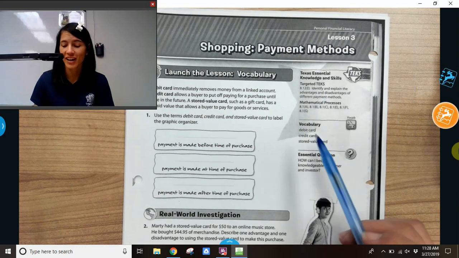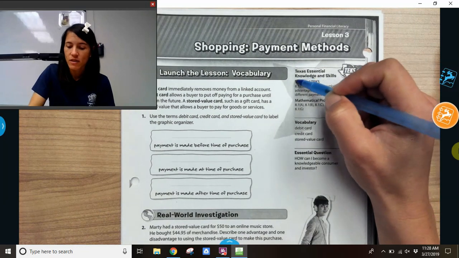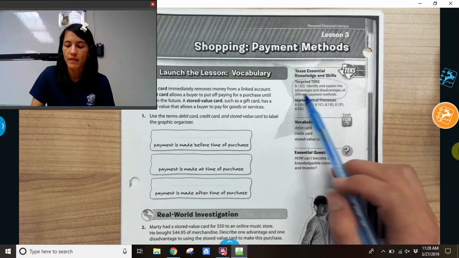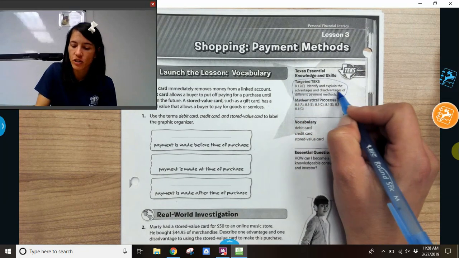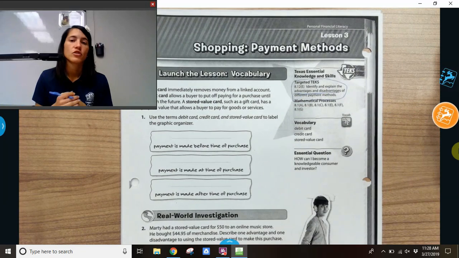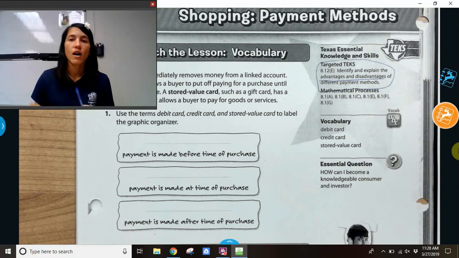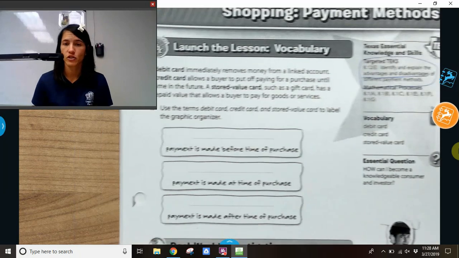First thing I want you to look at are the TEKS. So this is our goal. This is our standard. Identify and explain the advantages and disadvantages of different payments. So we're not actually solving anything, or figuring out interest or figuring out payments. We are talking about advantages and disadvantages.